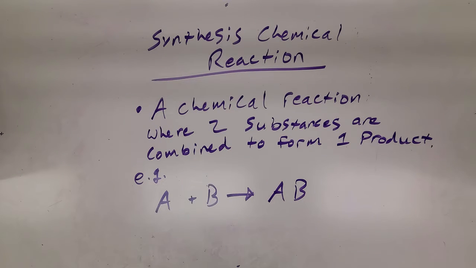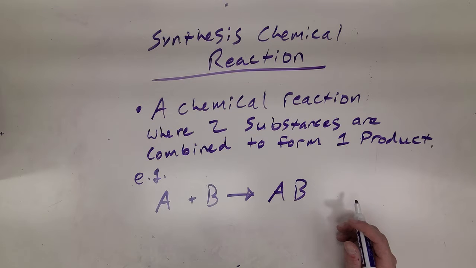A synthesis chemical reaction is just a chemical reaction where two substances are combined to form one product. So if we had one substance A that was going to undergo a chemical reaction with another substance B, maybe these are two different molecules, maybe they are just two different elements, when they undergo that chemical reaction, they will combine to form one compound, molecule, one substance made up of both element or molecule A and element or molecule B. It's that simple.